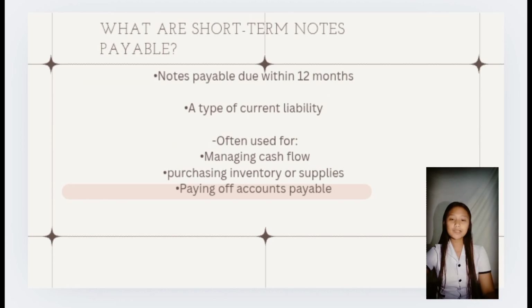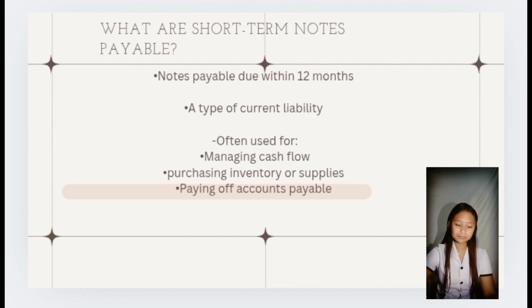So what are short-term notes payable? First, notes payable due within 12 months. A type of current liability often used for managing cash flow, purchasing inventory or supplies, and paying off accounts payable.